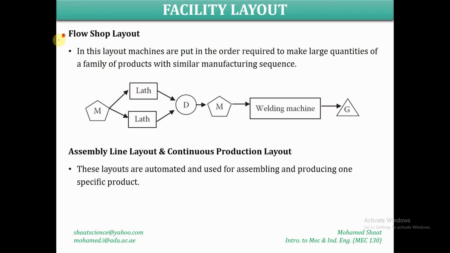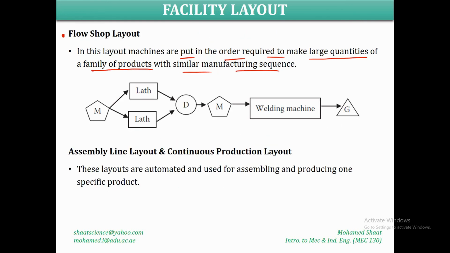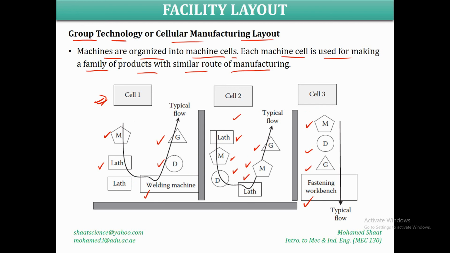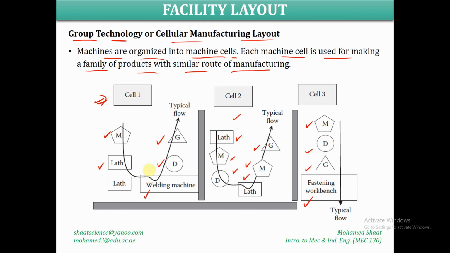Also, we do have the flow shop layout. In this layout, machines are put in the order required to make large quantities of a family of products with similar manufacturing sequence. It is very similar to this, but the difference here is that we do have a fixed route of manufacturing, and this type of facility is used for making products that have the same route or sequence of manufacturing. It is not like multiple cells. So you could consider this type of facility like one cell within the group technology or cellular manufacturing layout.